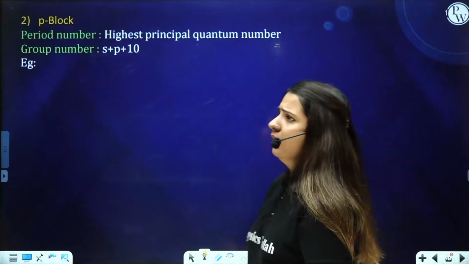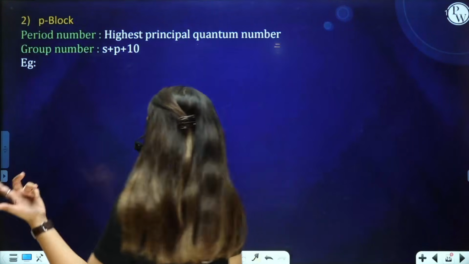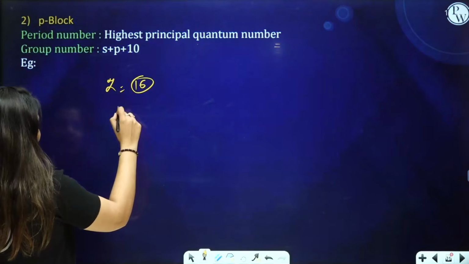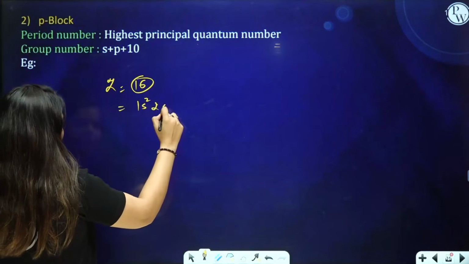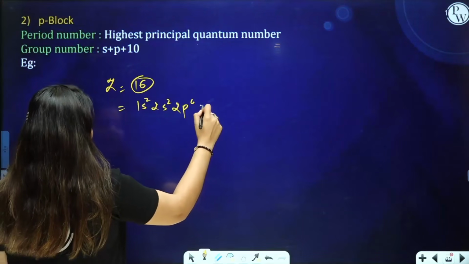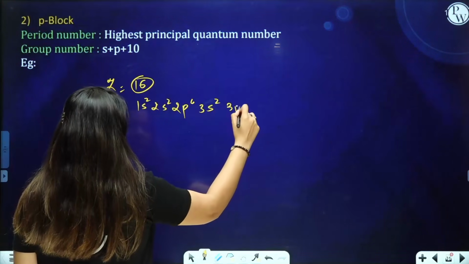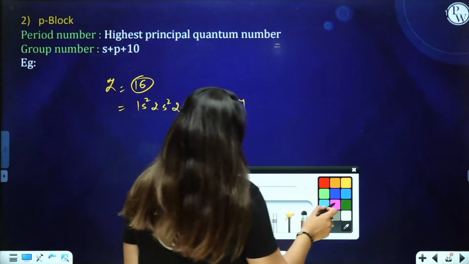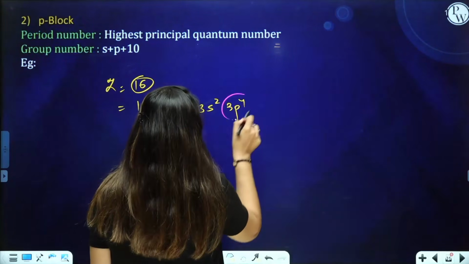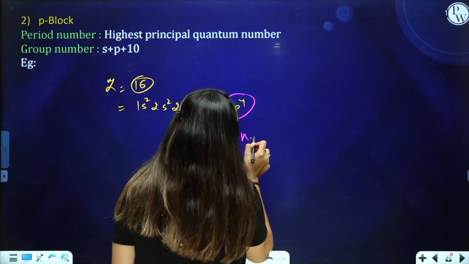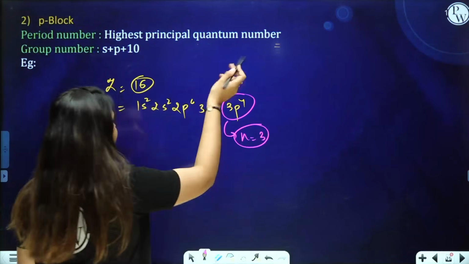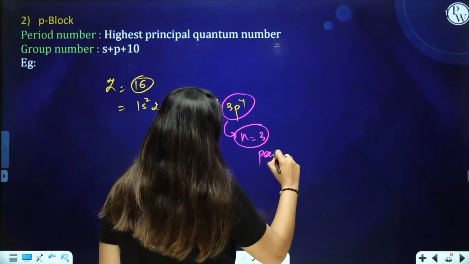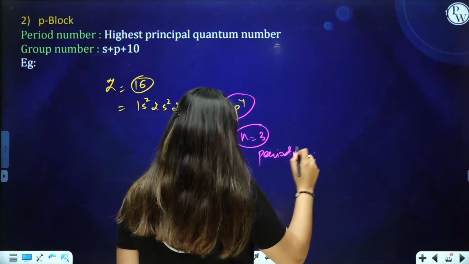Then we have a p block element. Let's say I have an atomic number, let's say 16. I will write the electronic configuration, 1s2, 2s2, 2p6, 3s2, and then 3p4. For sure I have 3p4. First of all, I need the period number, which is the highest n. n is 3, so the period number will be 3. This gives us the period number.